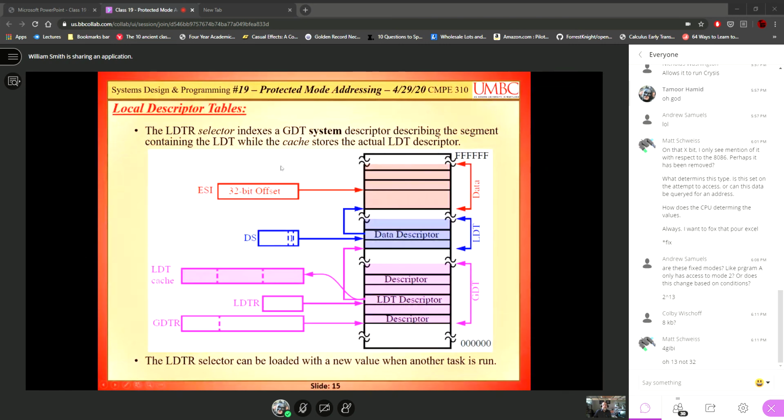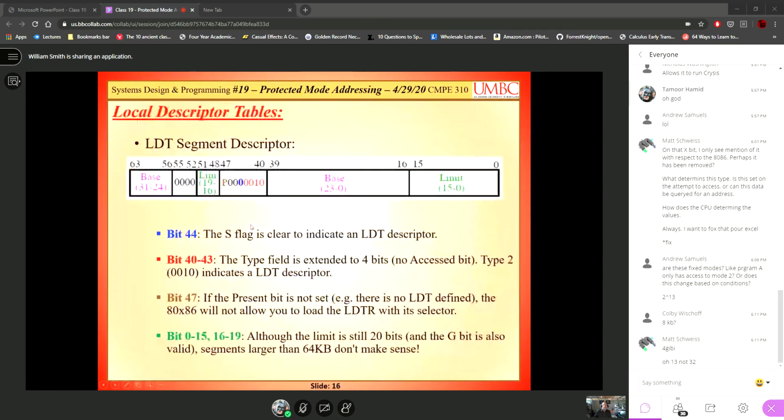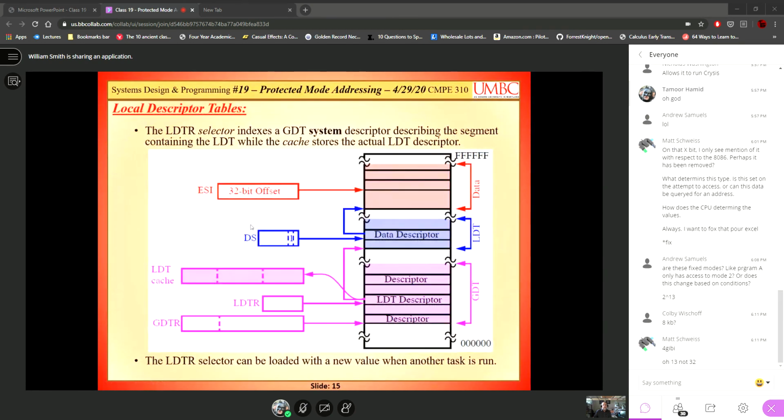And again, the main thing I was looking for here is just the concept of an invisible register, that it exists, not so much the details about applying any of this, all right? And I think we're getting to the top end here anyway. The local descriptor table selector indexes a GDT system descriptor describing the segment containing the LDT, while the cache stores the actual LDT descriptor, okay?